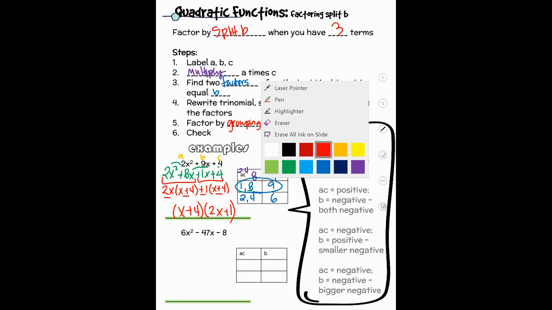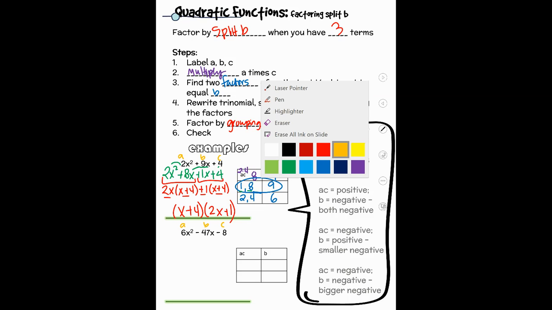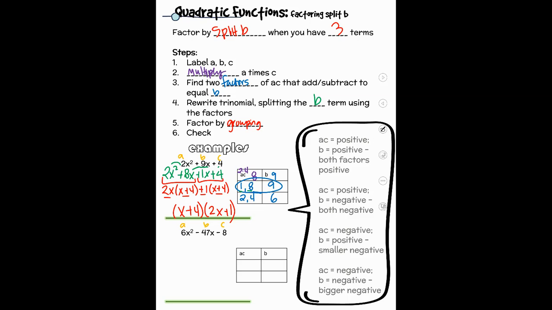All right, let's do one more example. Label a, b, c. Looks like we might have some negative numbers this time. So we're going to multiply 6 times negative 8. This is c. That minus sign travels with that 8. So a times c is negative 48. What is b? b is negative 47.